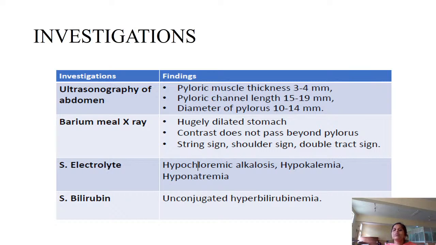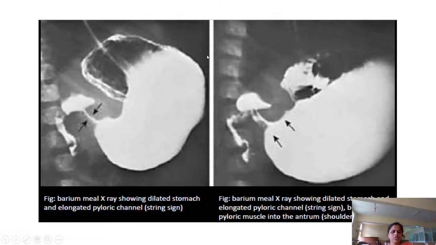Electrolytes: every time the child vomits, the contents are the acidic contents of the stomach, so HCl is going to be lost. So chloride is lost and H plus is lost, resulting in hypochloremic alkalosis. Along with that, there are changes in potassium and sodium, and they finally result in hypokalemia and hyponatremia. Unconjugated hyperbilirubinemia can also be present, because intestinal motility is restricted and feeds are less. Here you can see a dilated stomach.